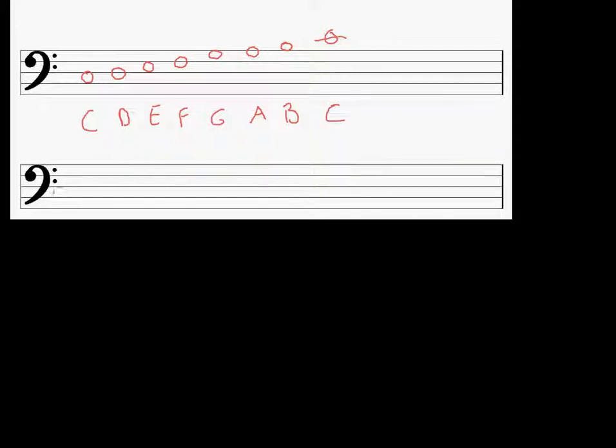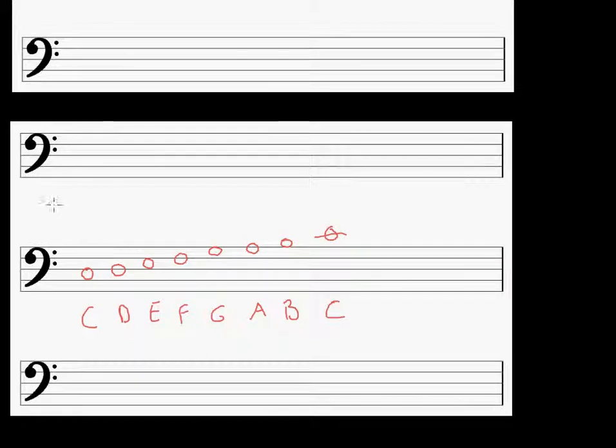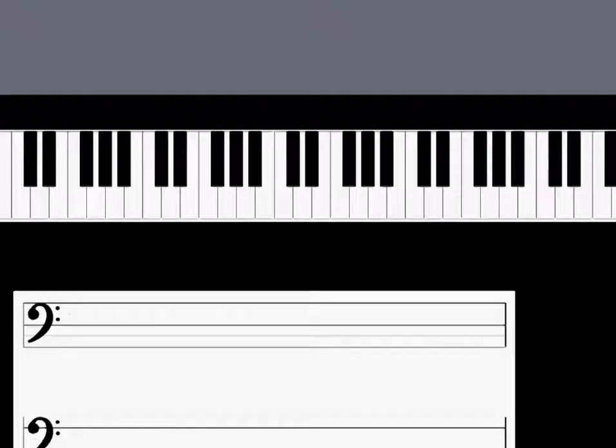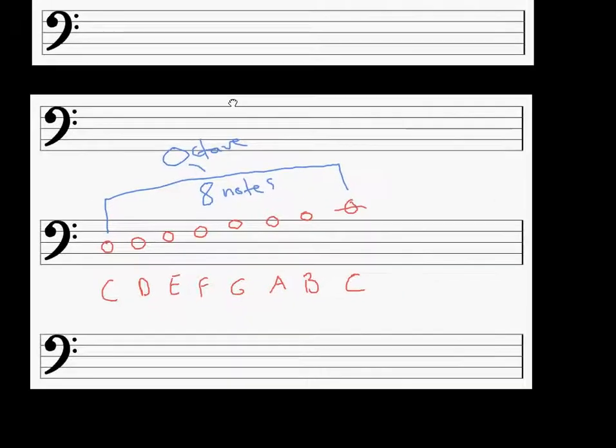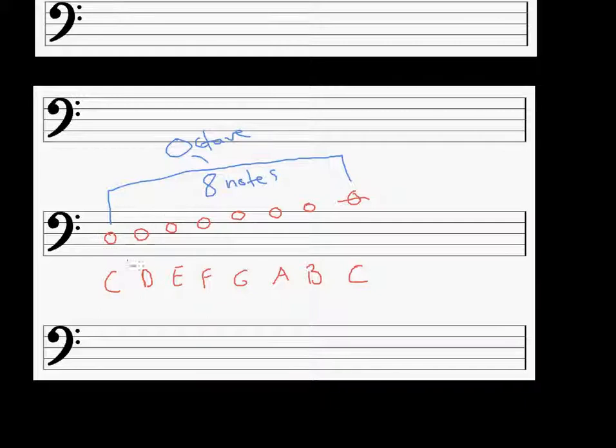We could have also done it a different way, not starting on this C. We could have started an octave, 8 notes lower, right? So the distance between this C and this C is 8 notes, also known as an octave. We can double check that on the keyboard up here. So here's C, and here's the top C. 1, 2, 3, 4, 5, 6, 7, 8 notes, an octave. Okay, that's all straightforward.